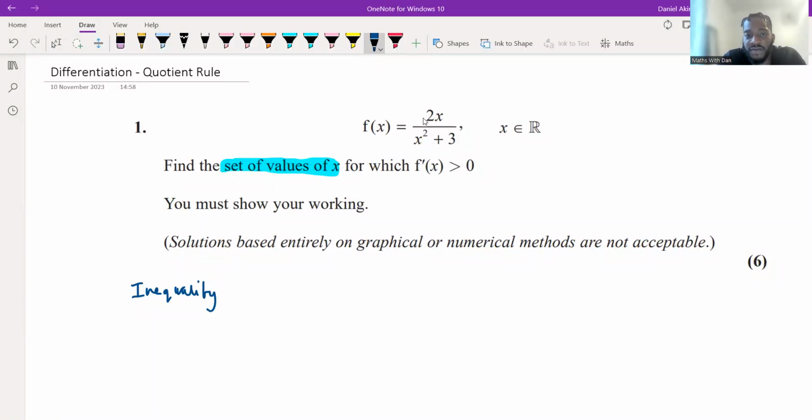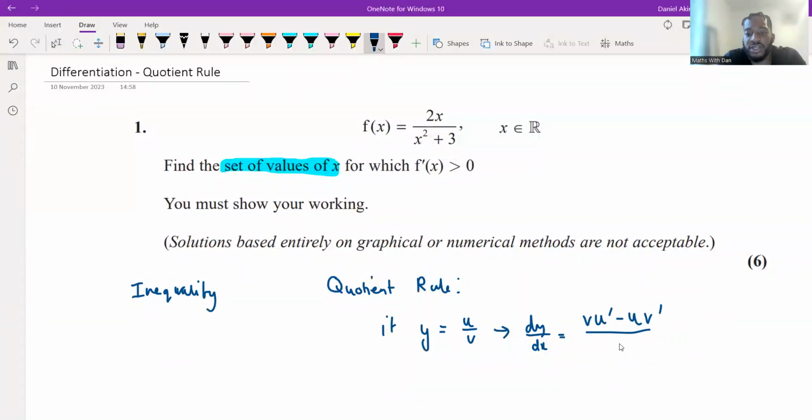Now we are faced with a rational function here, a fraction. So the way we differentiate fractions is by using the quotient rule, isn't it? So let me just write this here. Quotient rule. So just to remind you, if y is equal to u divided by v, then dy dx, or f dash of x, no matter what notation you use, will be v times u dash minus u times v dash over v squared.